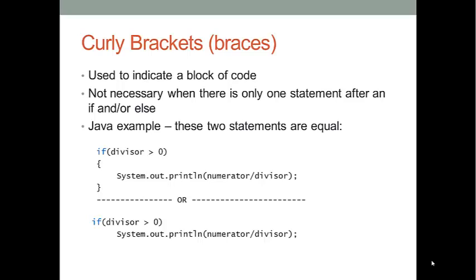So the top part shows how you could write the statement using curly brackets. The bottom part shows you how to write it without curly brackets. If divisor greater than 0, System.out.println, numerator divided by divisor. These two things are exactly equivalent.